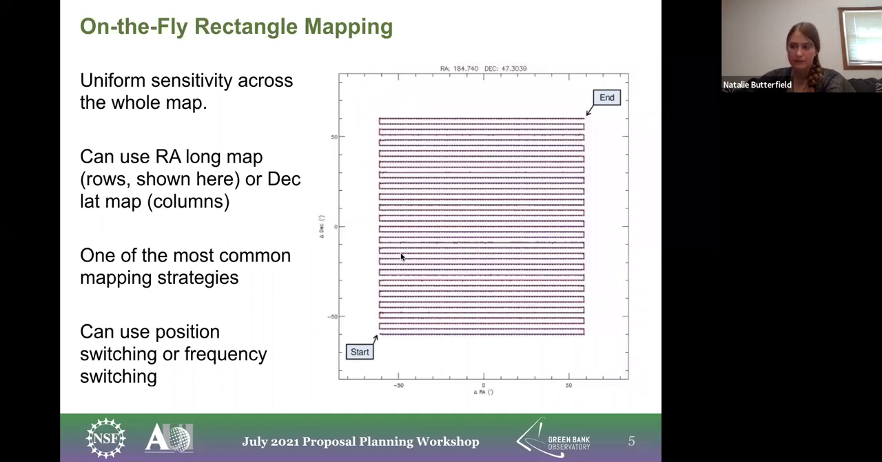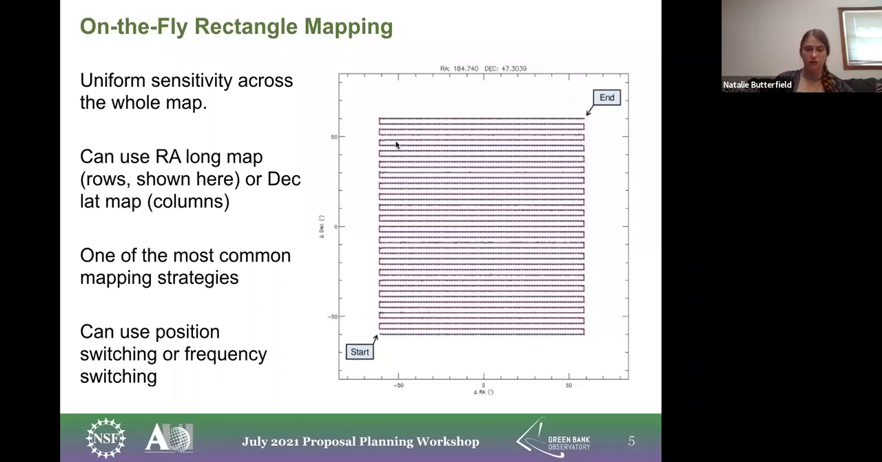Okay. So now getting into the different types of mapping strategies that you can do. The first being on-the-fly rectangle mapping. One of the benefits of doing the on-the-fly rectangular mapping is that you get uniform sensitivity across the whole map. That's the example shown here for an RA long map, where it's tracing out this red, almost snake-like pattern where it goes back and forth. And you essentially get even sensitivity across your map. This is one of the most common mapping strategies that's done.